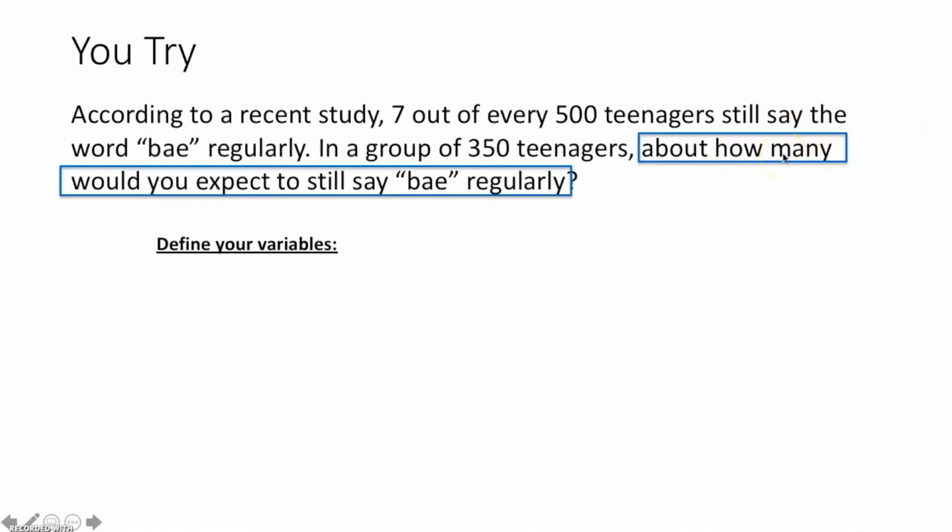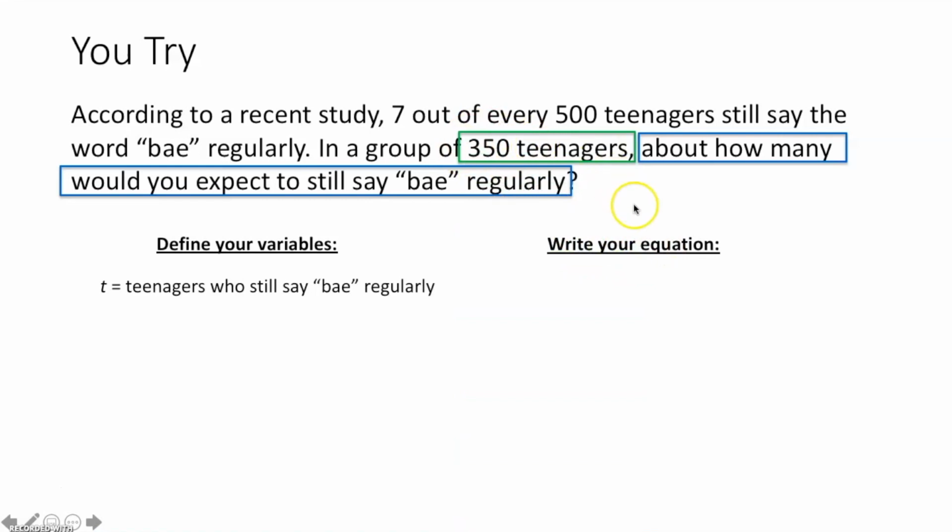So we're going to define our variable based on that. We're looking for the number of teenagers. So we'll say T is the number of teenagers who still say "bay" regularly. So with that variable in mind, we can write our equation. Do we have any totals or anything? Well, we're looking in a group of 350 teenagers. So that's going to be on one side of the equation.